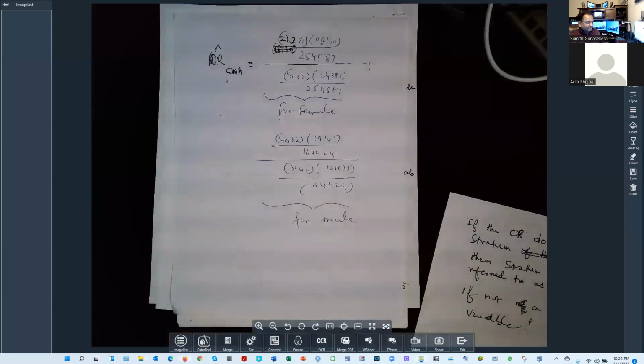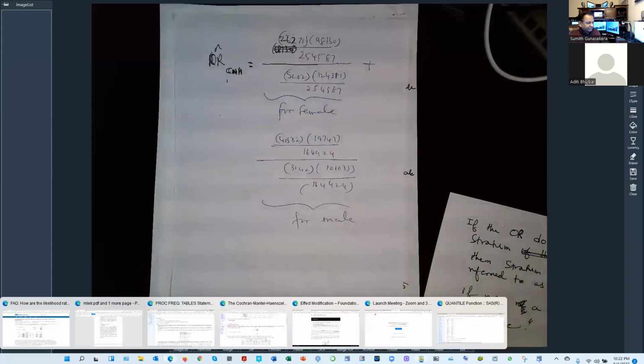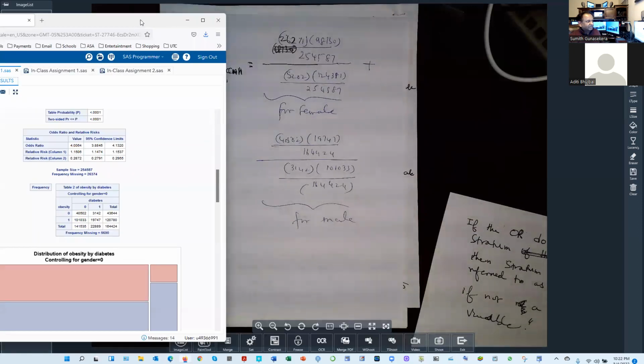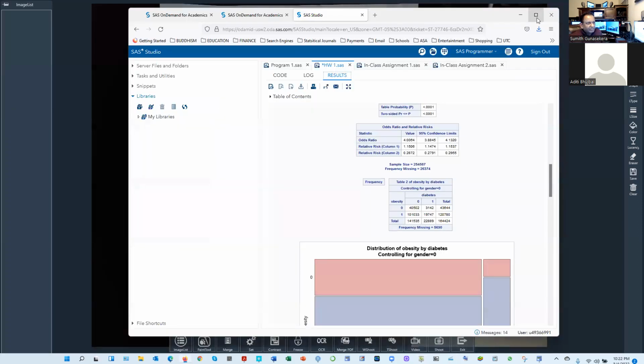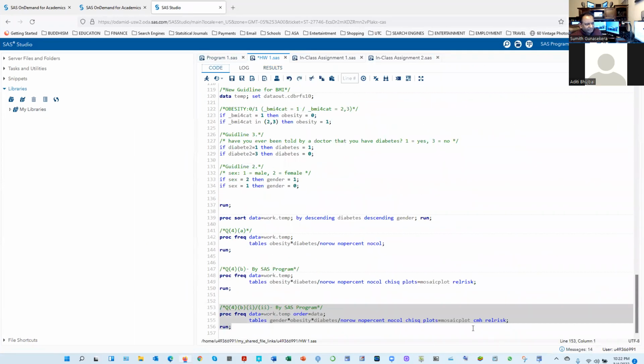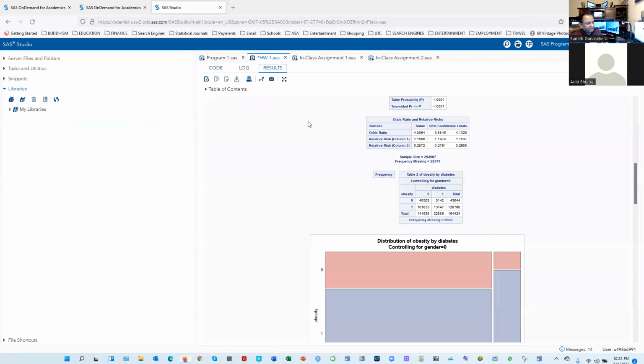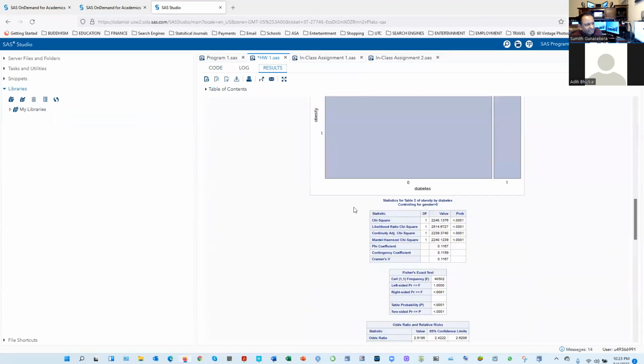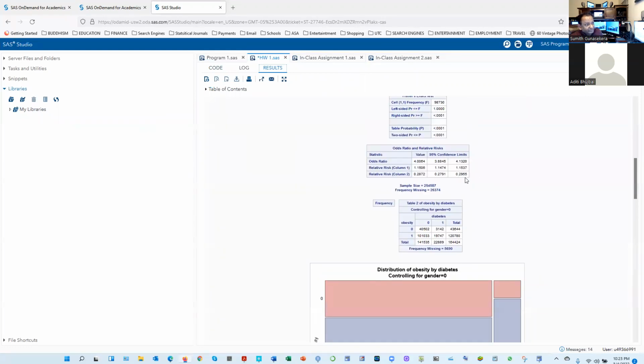Okay, do you see that value somewhere? Yes, we see that value. We see that one. So we ran this one. We told them to run this one, CMH relative risk as well. On the results we see that one. We see the relative risk for each and every table as well. And their odds ratio as well.